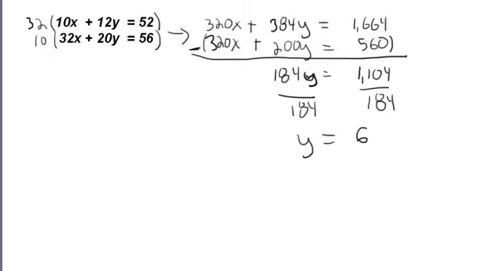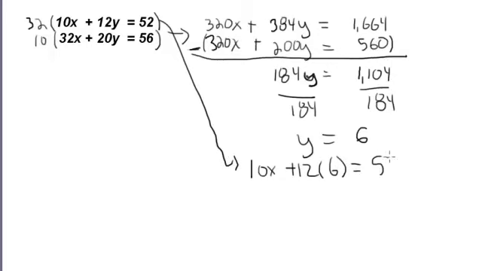which is 6. Now that we know that y is 6, we can find out what x is by substituting that into either equation. So we have 10x plus, I'm going to use this equation here, 12 times y, which is 6, equals 52.